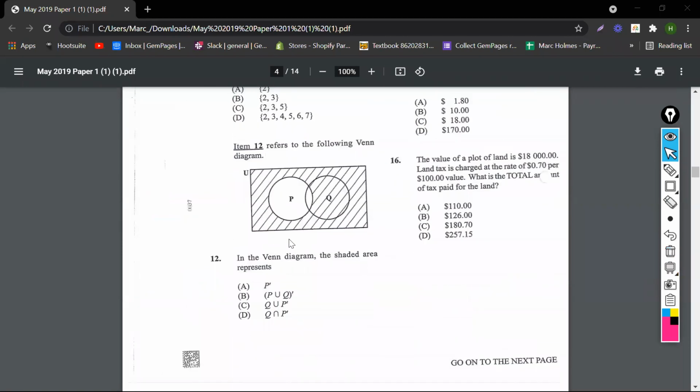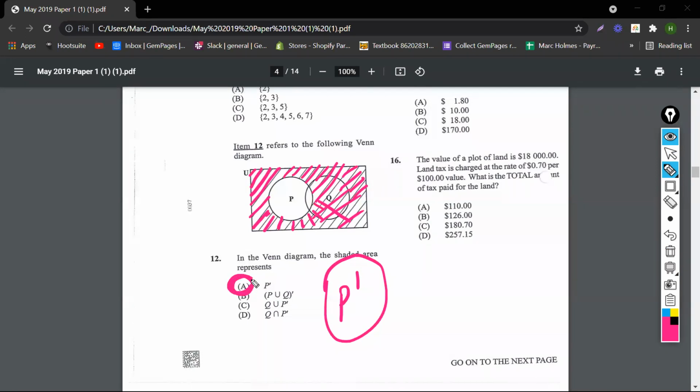Let's move on to 12 now. It says here in the Venn diagram, the shaded area represents. So guys, let's just shade it. The shaded area that they're showing is everything outside of P. That's literally what they're showing you, everything outside of P. So everywhere outside of P is shaded. P is the only part that's not shaded. So that means the answer is P prime, because everything outside of P means P prime. So the answer is definitely A.